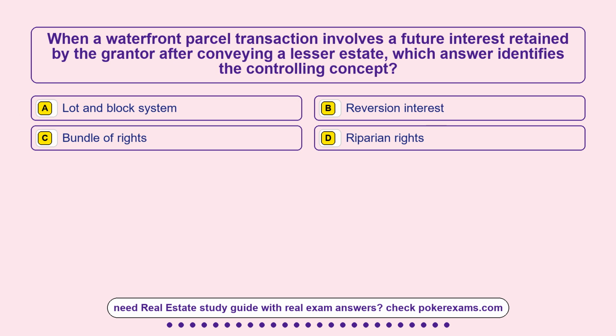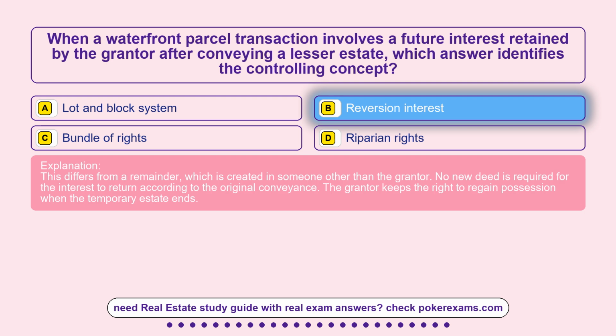Question 8. When a waterfront parcel transaction involves a future interest retained by the grantor after conveying a lesser estate, which answer identifies the controlling concept? Option A, lot and block system. Option B, reversion interest. Option C, bundle of rights. Option D, riparian rights. The correct answer is option B, reversion interest. This differs from a remainder, which is created in someone other than the grantor.